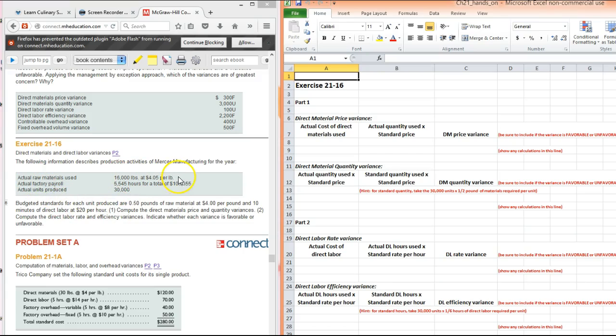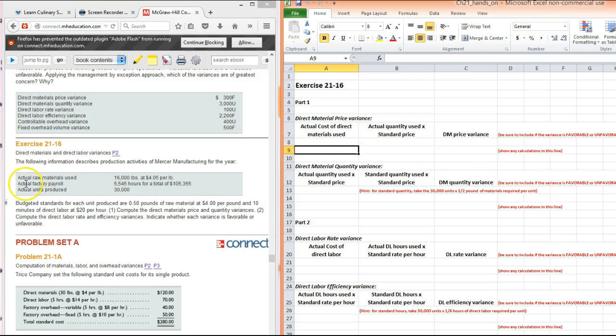These are the actual. So we have to calculate the direct material price and quantity and the direct labor rate and efficiency variances. I've given you in the spreadsheet the formulas that you need. I'll do the first one with you just to give you an idea. So it's asking for the actual cost of direct materials used. I always want you to show me your calculations.